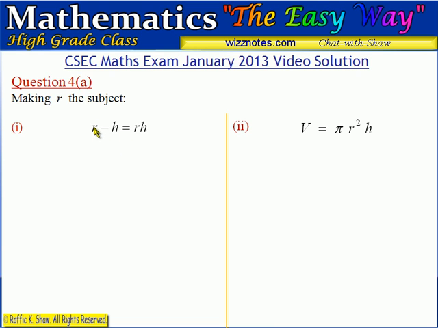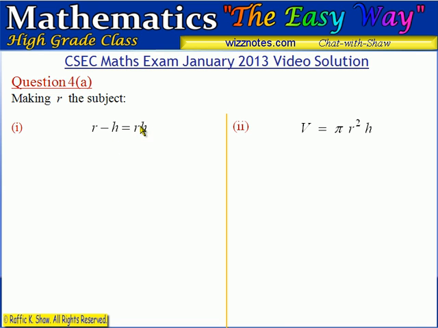So we see a term in R here and a term in R here. What we want to do is group the terms in R on one side of the equation so we can factorize the R and then divide so we can make R the subject. So we're going to rearrange this equation such that the terms in R will be on the left hand side and the other terms will be on the right hand side.